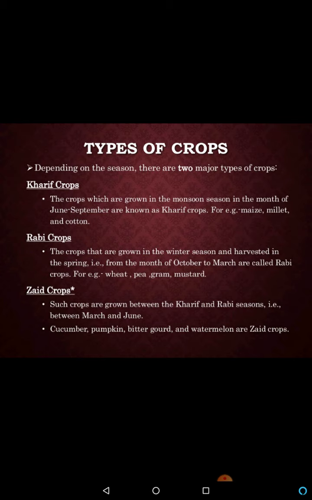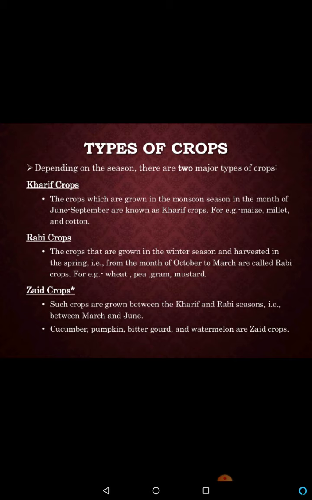Depending on the season, there are two major types of crops. First, Kharif crops. The crops which are grown in the monsoon season in the month of June and September are known as Kharif crops. For example, maize, millet, and cotton. Next is Rabi crops. The crops that are grown in winter season and harvested in the spring from the month of October to March are called Rabi crops. For example, wheat, pea, gram, mustard, etc.